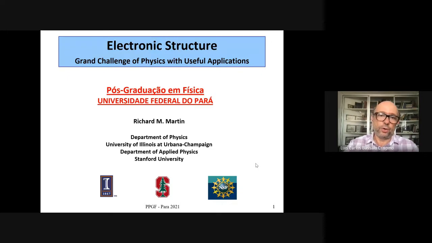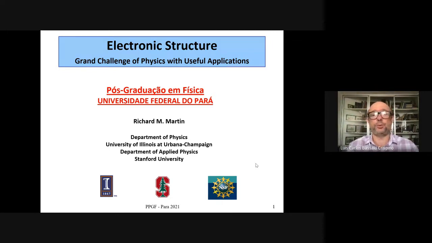Today, we have the honor to listen to Professor Richard McFadden-Martin, who obtained his PhD in physics from the University of Chicago in 1969 after earning a science bachelor in engineering physics from the University of Tennessee, Knoxville, in 1964. He worked as a member of the technical staff at Bell Labs and then as a principal scientist at the Xerox Palo Alto Research Center and a consulting professor at Stanford University. He joined the physics faculty at the University of Illinois in 1988. In 2007, he retired from the University of Illinois. He now lives in Palo Alto and is an adjunct professor at the Department of Applied Physics at Stanford.